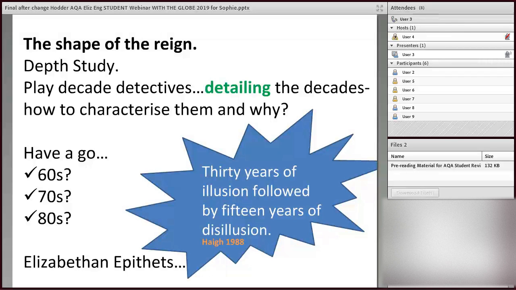So when you're doing your revision, you might think to yourself, okay, I know 5 things that happened in the 1560s, the 1570s, the 80s, the 90s, and I could sort of summarize that decade accordingly. So that might be something for you to have a go at when you're revising.